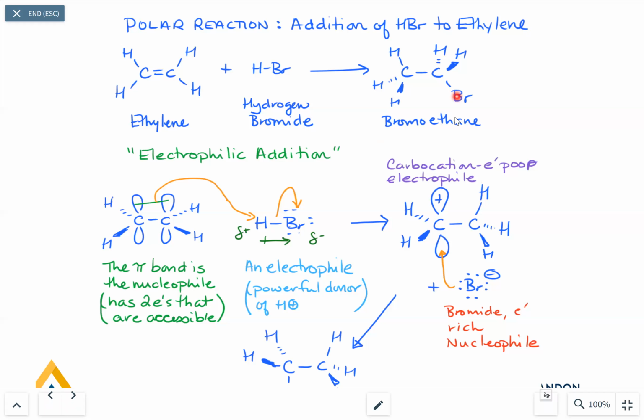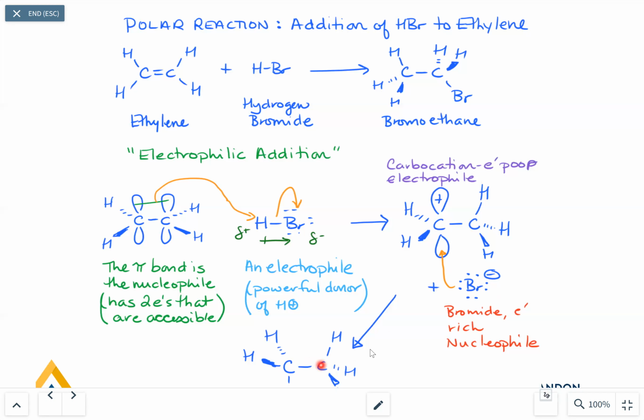So overall, we've made two sigma bonds and we've broken this pi bond over here. But the nucleophile, after it's done this initial attack, becomes the electrophile, and before it makes the final product, the electrophile here, HBr, becomes the nucleophile in the second step.